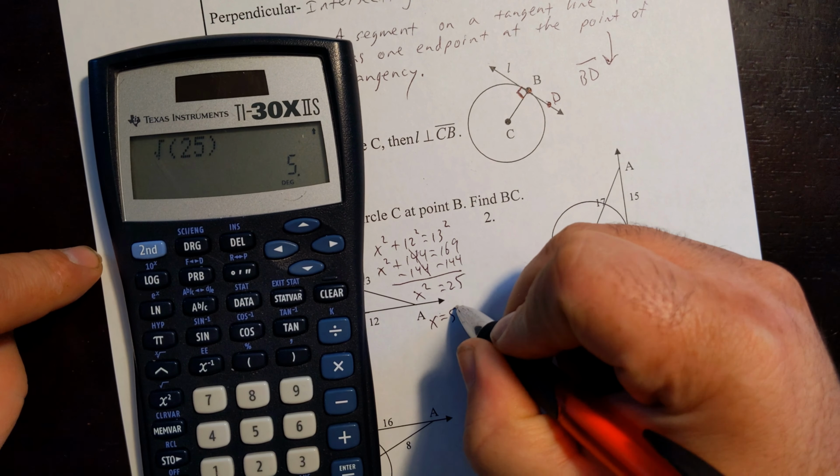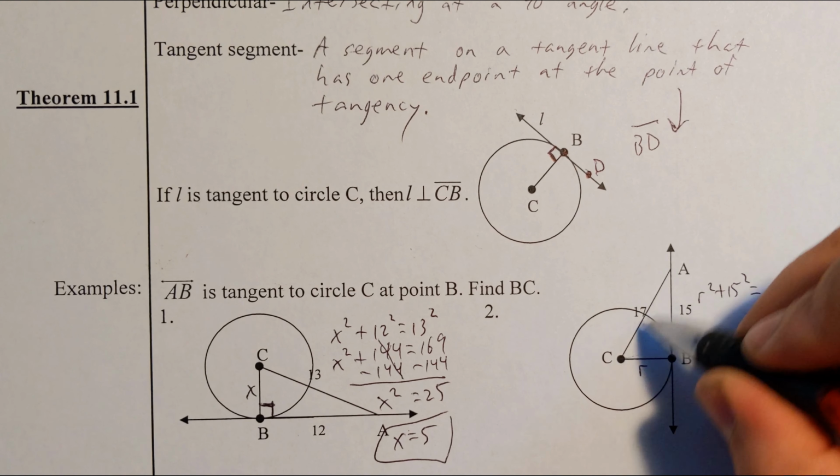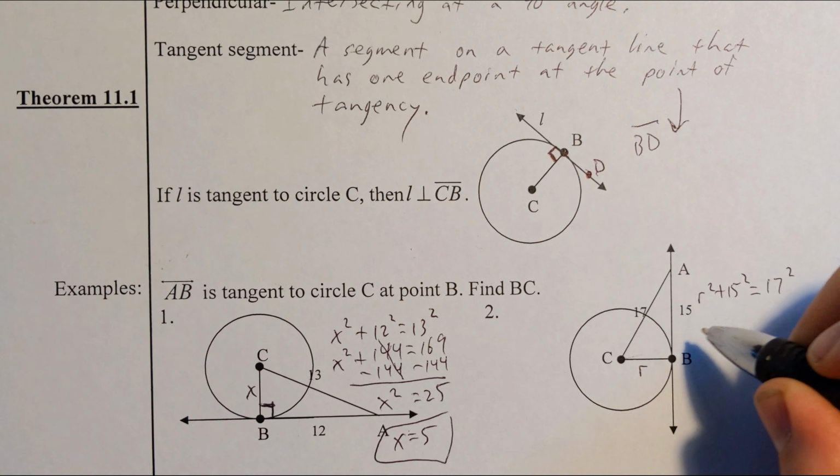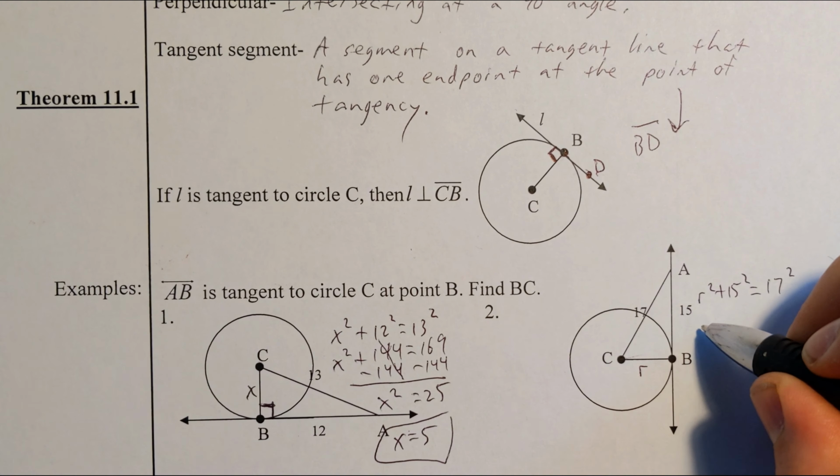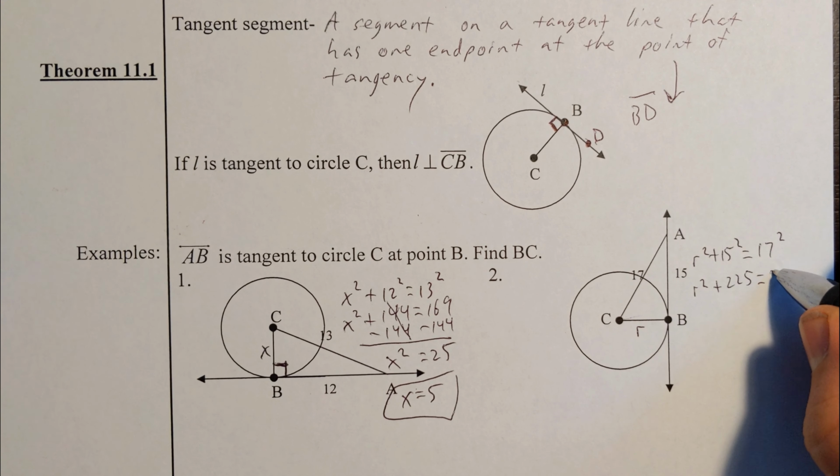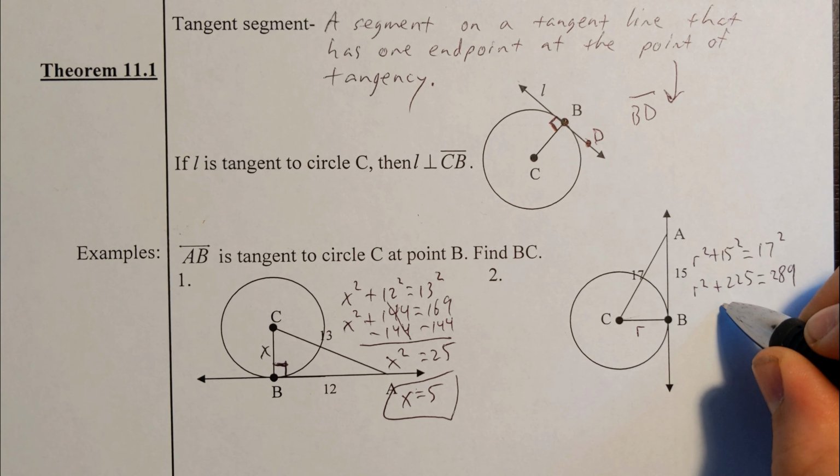The radius is going to go with the 15. And then the 17 is going to be your hypotenuse, goes by itself. 15 squared is 225. 17 squared is 289. You're still going to move it across the equal sign by subtracting. So 289 minus 225 is 64. And then just like before, you need to square root it. And if you square root, you find out your radius is going to be 8. So that means BC would be 8.